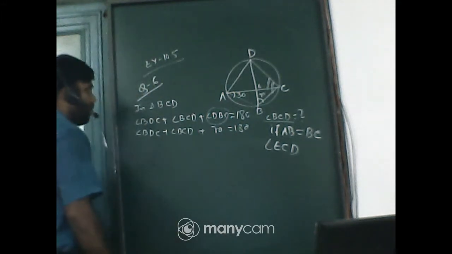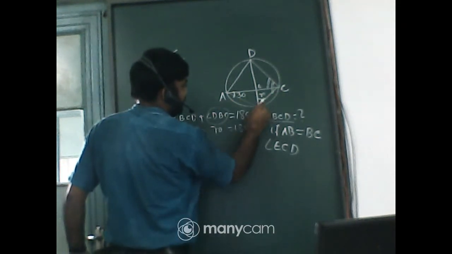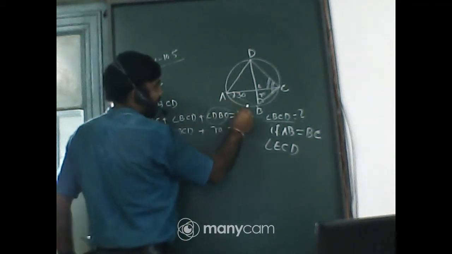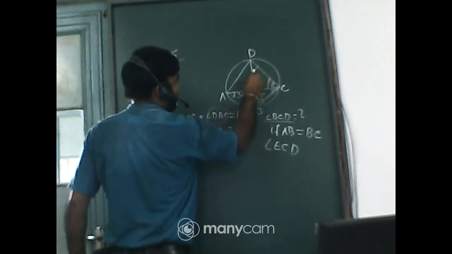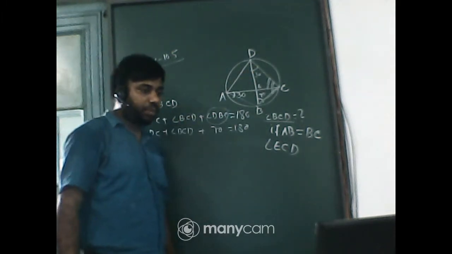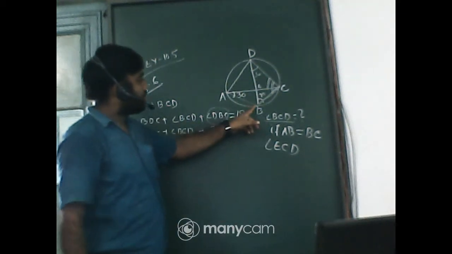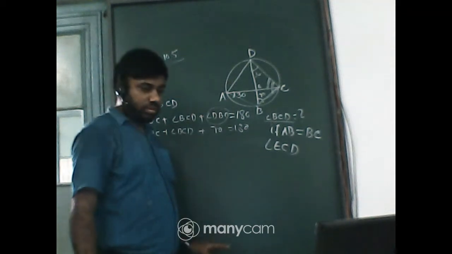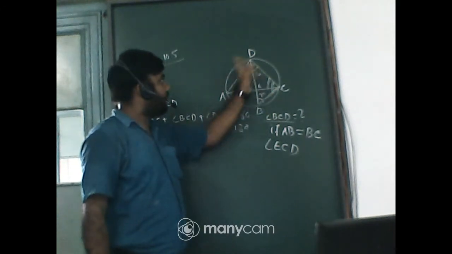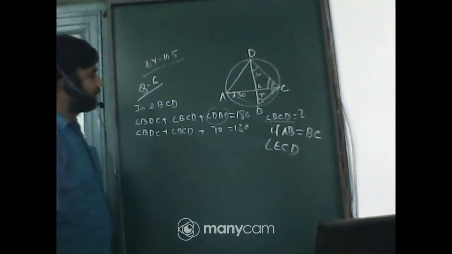Now think about angle BAC: chord BC subtends an angle of 30 degrees at point A, and the same chord also makes an angle at D, which will also be 30 degrees. Any problem? That angle also will be 30 degrees. Why? Because the same chord BC makes an angle at A and at D, in the same segment.